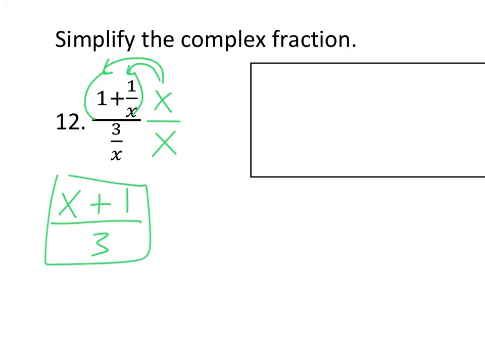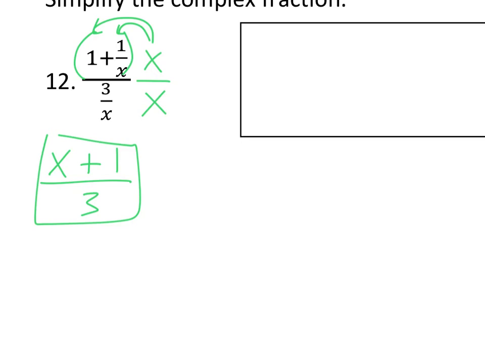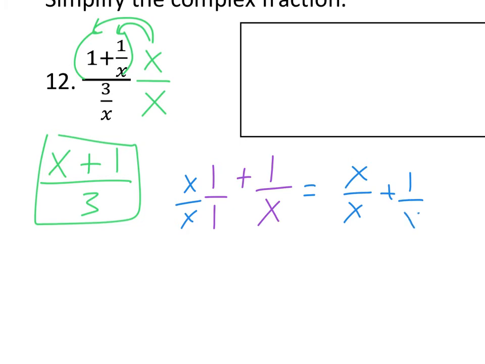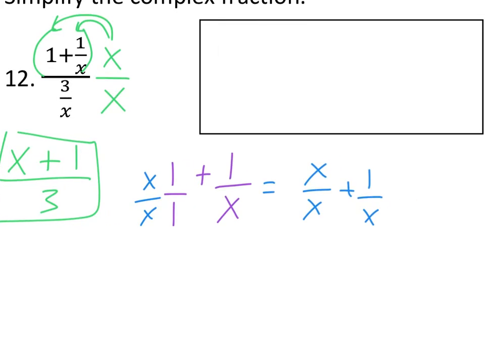A second way that we can do that is we could focus on that 1 plus 1 over x. I'm just going to make that a 1 over 1. So the common denominator we would need in order to add those together would be x. So we'd multiply top and bottom of the 1 by x. So that leads us to x over x plus 1 over x, which then brings us to (x plus 1) over x.